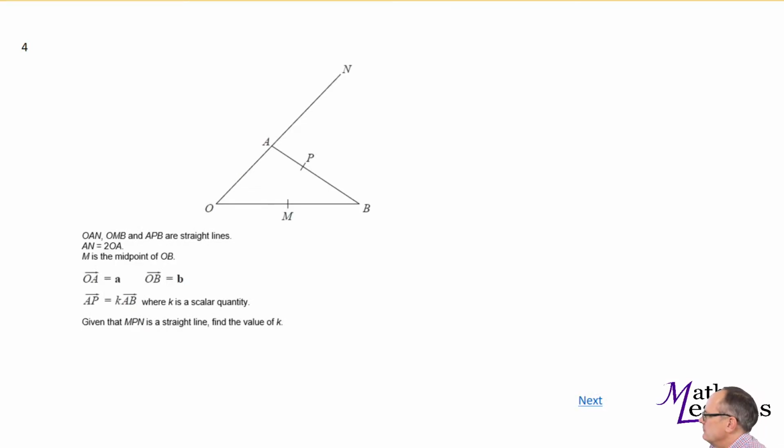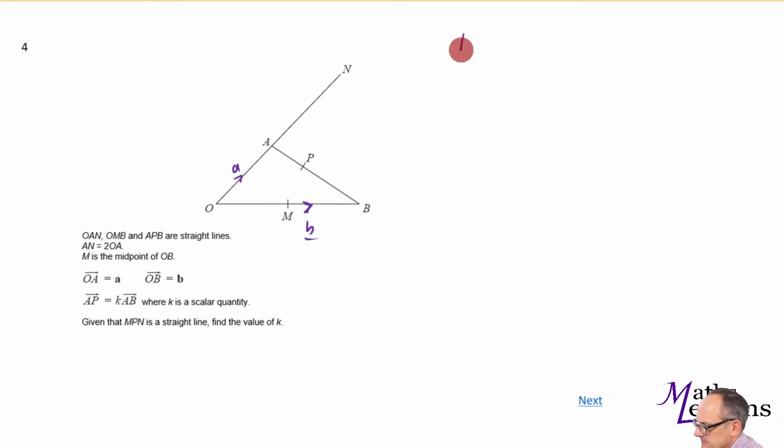Okay, here we go. So this one was a little bit trickier than the last one. We're told that OAN, OMB, and APB are all straight lines. AN is equal to 2 lots of OA. So we've got something where this is 2 lots of that, and yet it doesn't look it in the diagram. Remember about being careful not to assume anything. M is the midpoint of OB. OA equals A, so let's draw that little A in on there, and OB is equal to B, so let's put that little B on there just to remind us where they are.